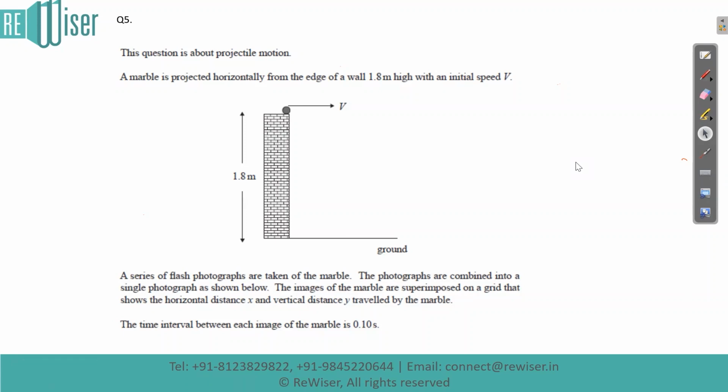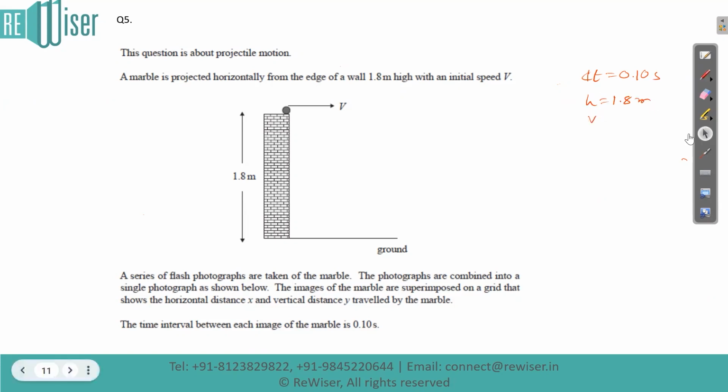The images of the marble are superimposed on the grid that shows horizontal distance x and vertical distance y traveled by the marble. The time interval between each image is 0.10. So I'll just write down the time interval. T is 0.10 seconds. Height, as you can see, is 1.8 meters. V is the initial velocity.